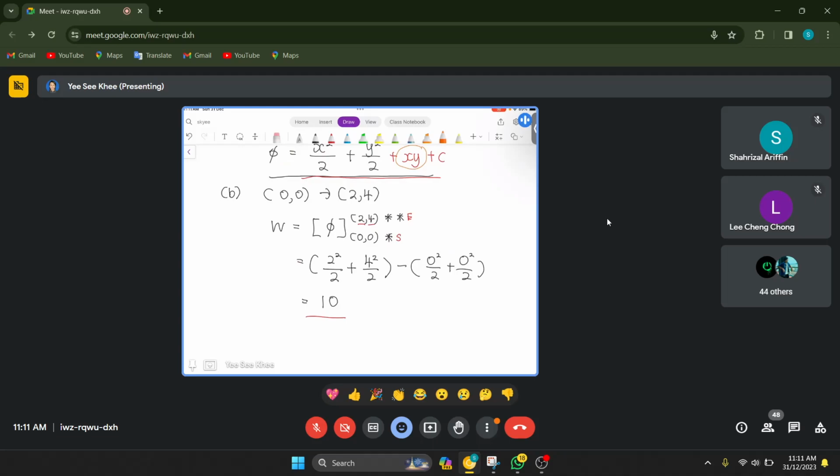For the work done, you take the potential function that you have found, mark the starting point and the ending point, and replace the values of x and y into the potential function. You can then get the work done. Any questions you want to ask about these line integrals of a vector field?